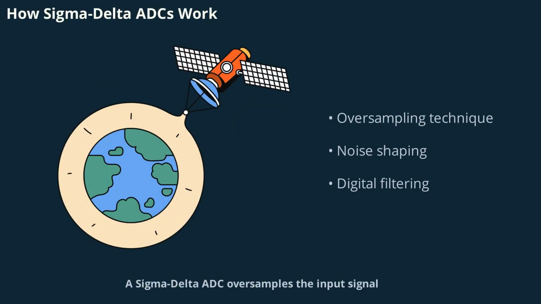A Sigma Delta ADC oversamples the input signal, meaning it takes many measurements per second. It then uses a process called noise shaping to push errors out of the frequency range of interest.